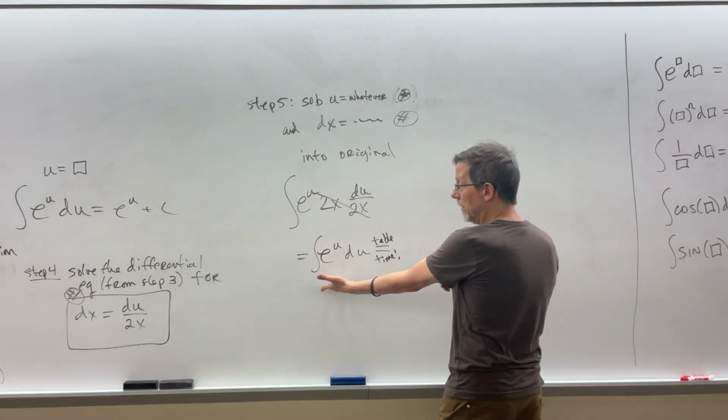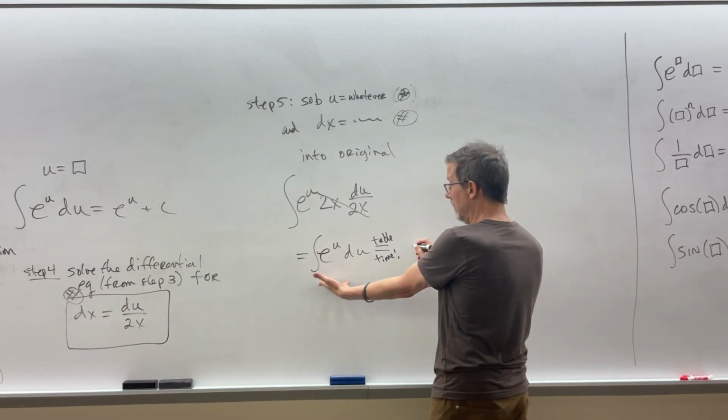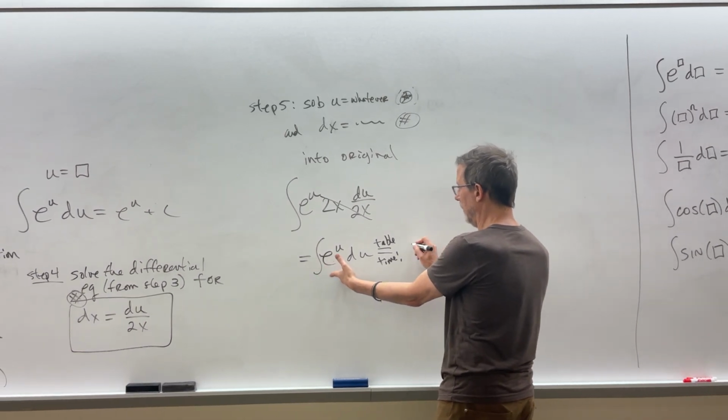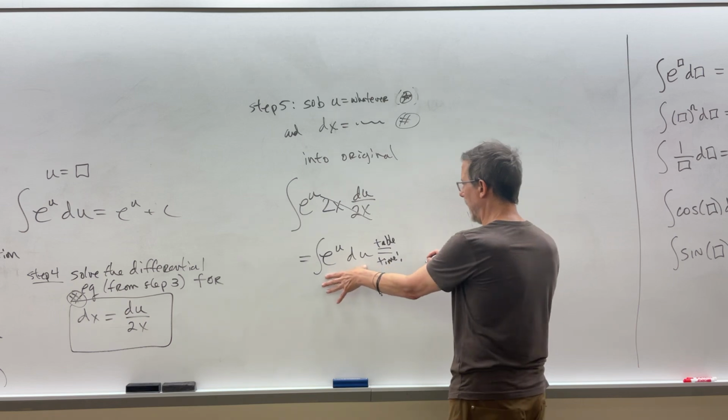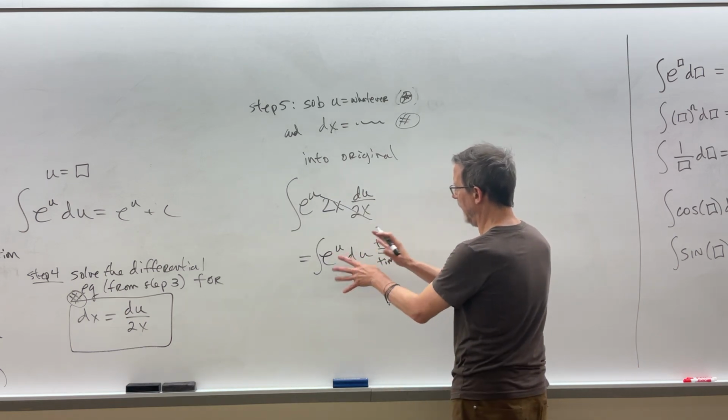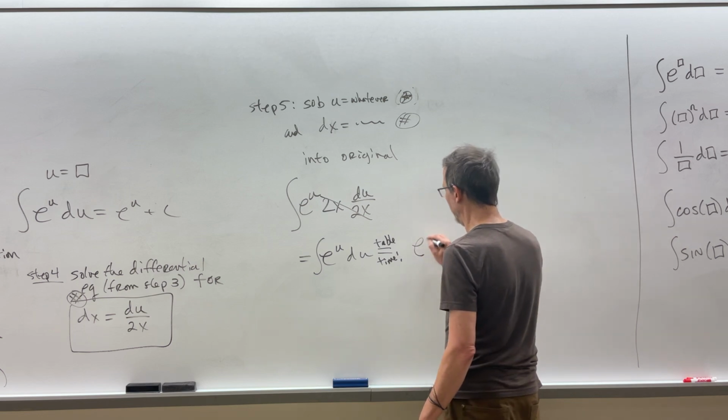What is that? Exponential. What should I write? Positive to the right. What is that equal to? What is the antiderivative of e to the u? Oh, e to the u. Beautiful.